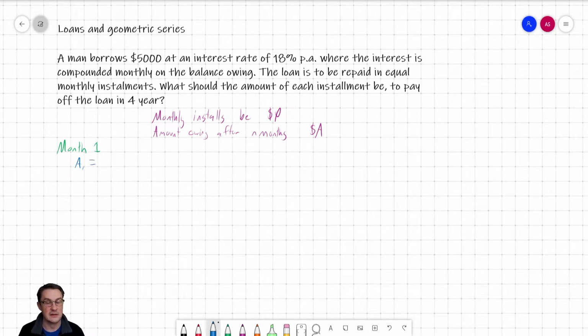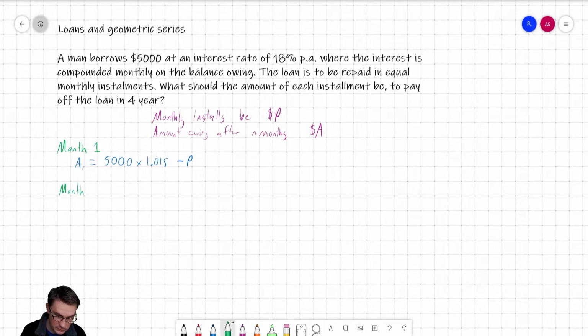And as we calculate this, we're just using compound interest to get us started, but we're going to be evolving our equations as we go. So this is going to be $5,000 times 1.015, that being the interest rate here. When we divide 18 by 12, we get 1.5%, and then converted to a decimal and added to 1 is 1.015. And then in addition to this, I need to take off the monthly payment as well at the end of that. So that's the first month done. There's not a lot to do here. It's done. We've got it set up.